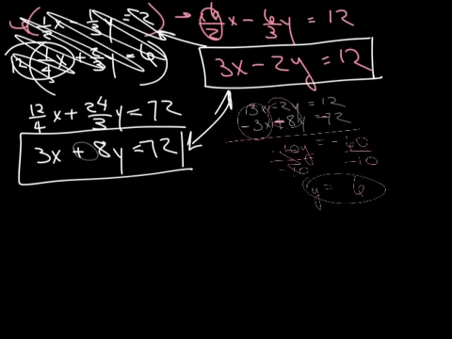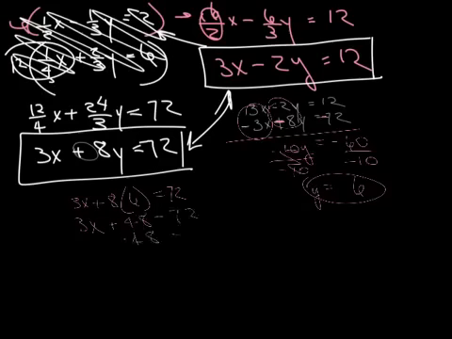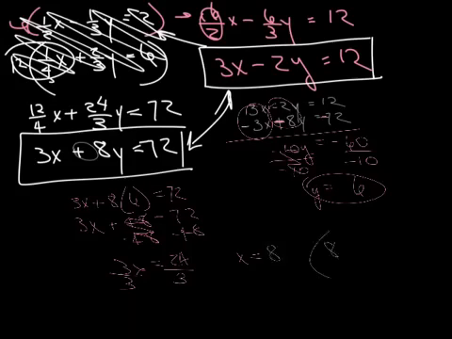Now I take my y equals 6 and I plug it into either one of those boxed equations. So 3x plus 8 times 6 equals 72. 3x plus 48 equals 72. Minus 48 goes away. 3x equals 24. Divide by 3, divide by 3, 24 divided by 3 is 8. So when x is 8, my y is 6. And I'm done.